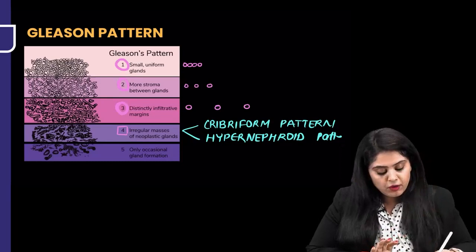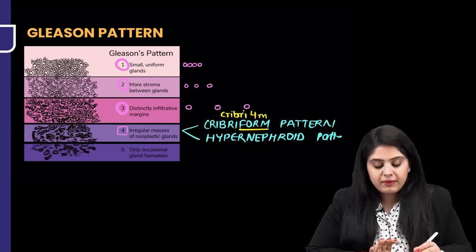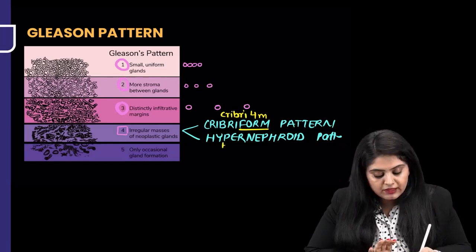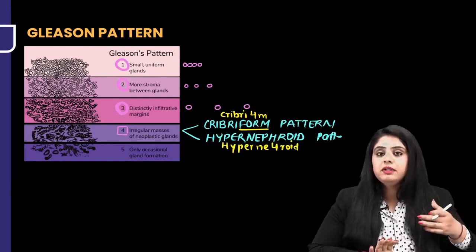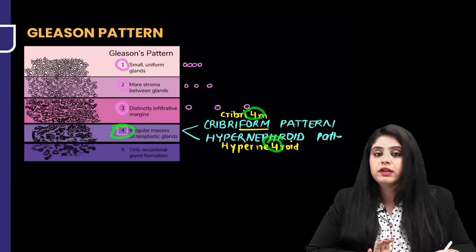Very simple. From today onwards, you learn it as cribriform pattern, and you can also learn it as hypernephroid pattern. So repeating, there is a cribriform pattern and a hypernephroid pattern. So the number 4 is coming. This means this belongs to pattern 4.